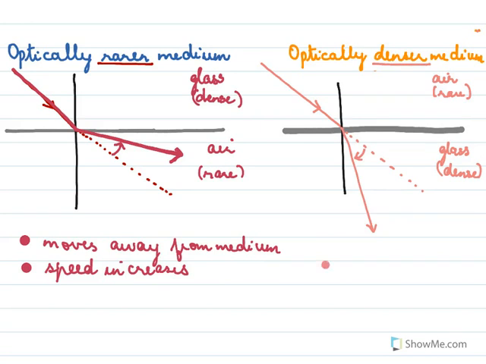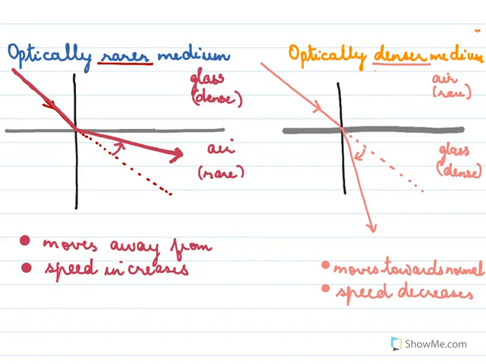So here are the 2 points. When light travels into a denser medium, number one, it moves towards the normal, and second, its speed decreases. So it moves, this is not medium, this is normal. So we need to remember this as we go about refraction.